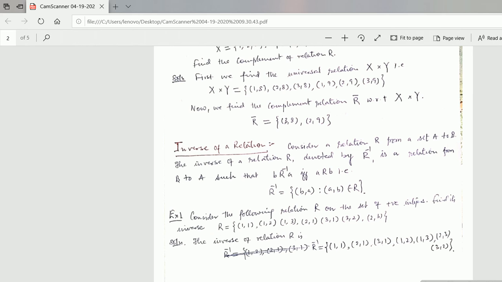Now see one example. Consider the following relation R on the set of positive integers. Find its inverse. The relation is given as (1,1), (1,2), (1,3), (2,1), (3,1), (3,2), (2,3). The inverse of the relation R is given as (1,1), (2,1), (3,1), (1,2), (1,3), (2,3) and (3,2).